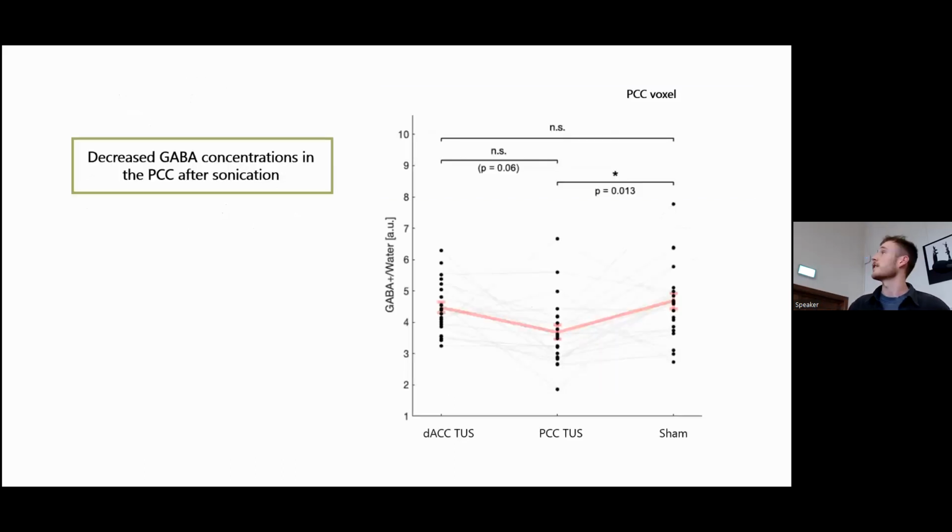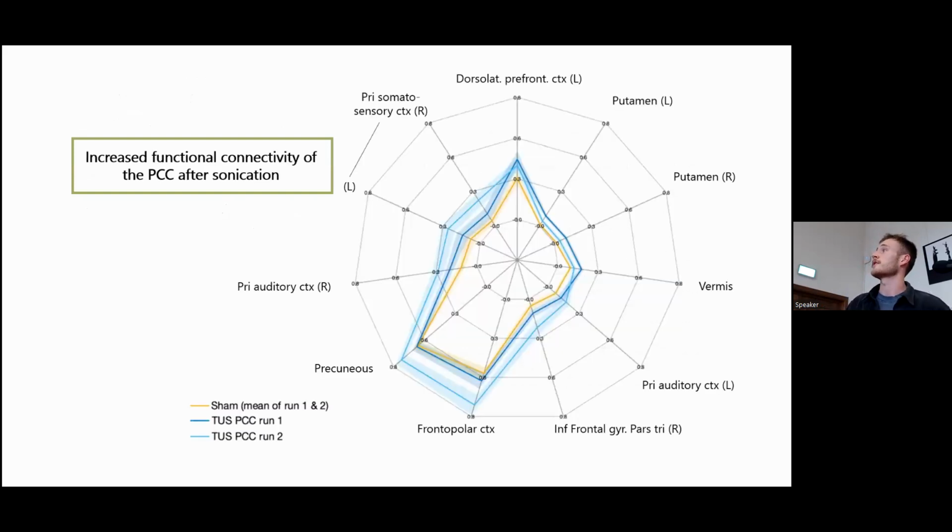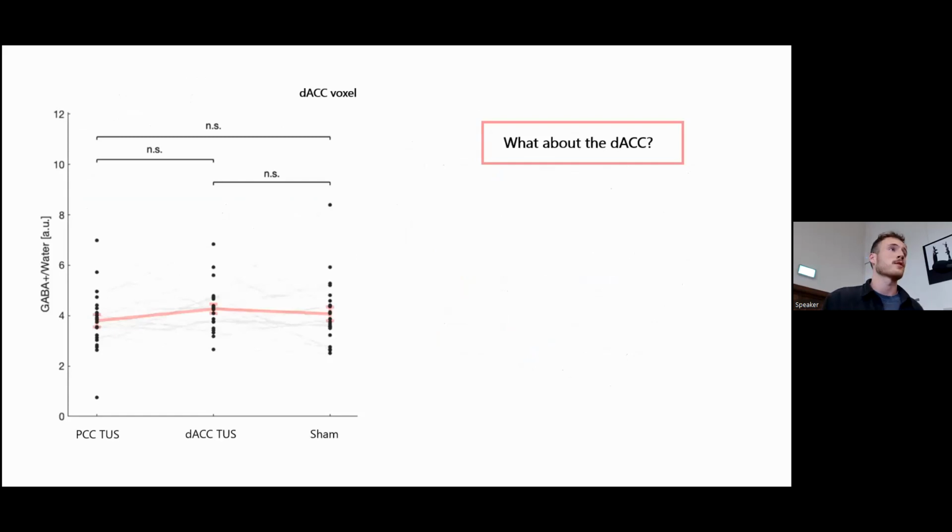And what we found is that TUS significantly decreased GABA concentrations in the PCC after sonication, and sonication also increased functional connectivity of the PCC with a set of particular brain regions, as you can see here. Now, as mentioned by Citi and Elsa, the DACC did not seem to show any response to sonication. And actually, we're kind of counting on your input and any clues you might have as to why the effects were not seen in the DACC.